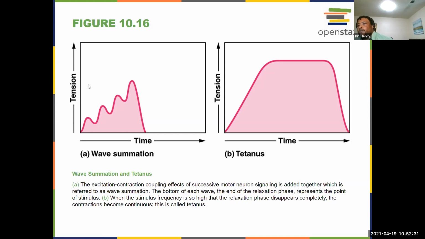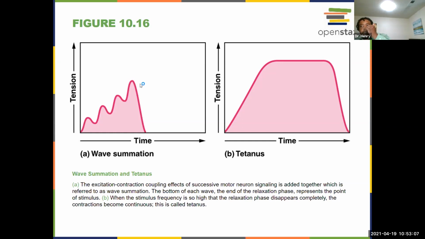This first one is called wave summation. Basically you can see the wave is a consistent stimulation cycle. You're going up, you're going down, up, down, up, down. It's going to be an additive effect, right? And then at the end of it, you're getting released. So in other words, you're getting excitation, contraction, excitation, contraction, excitation, contraction.